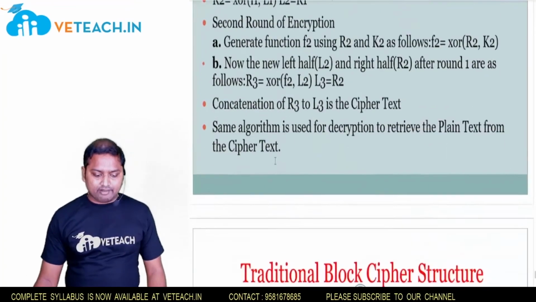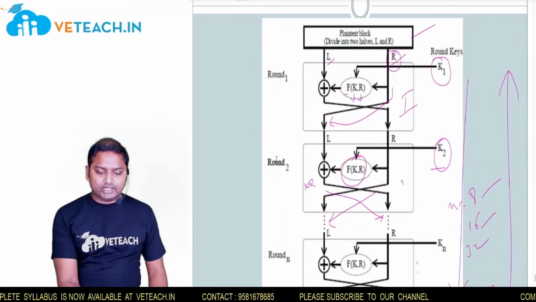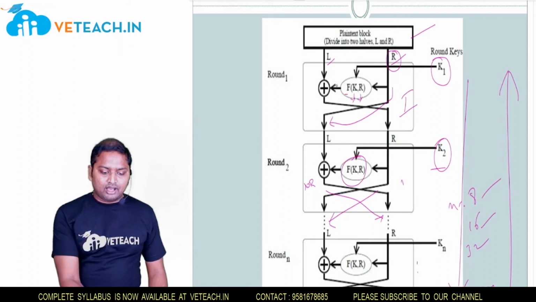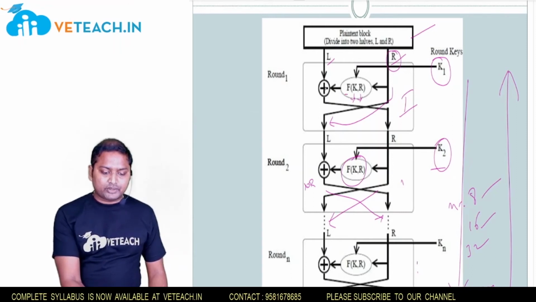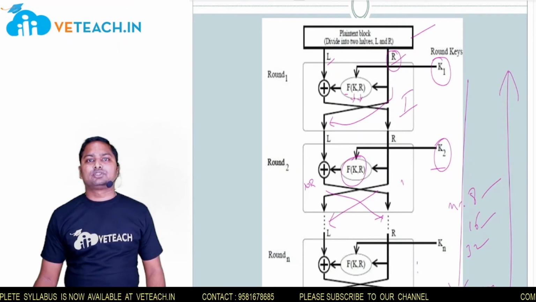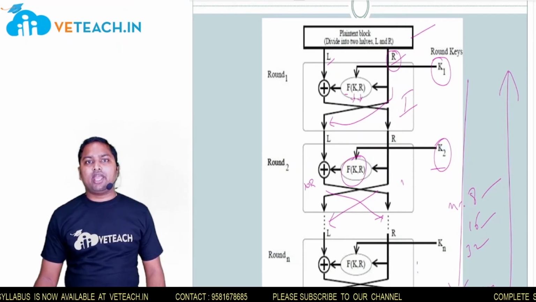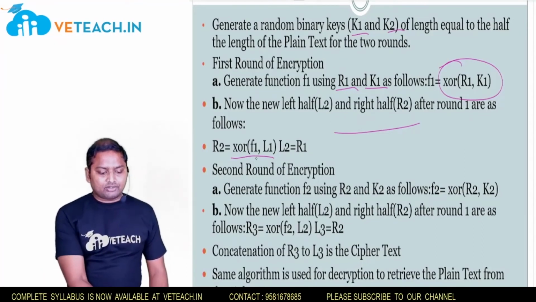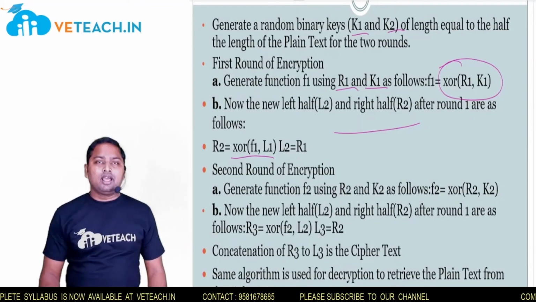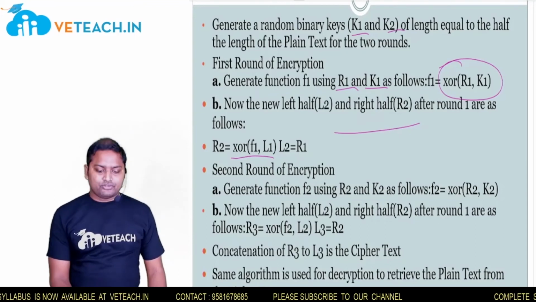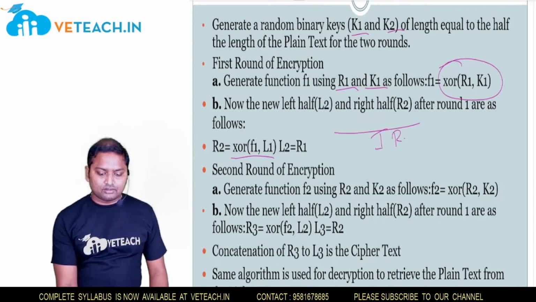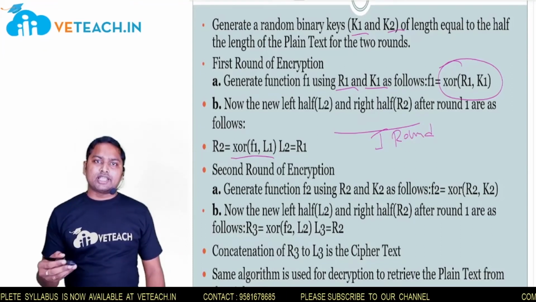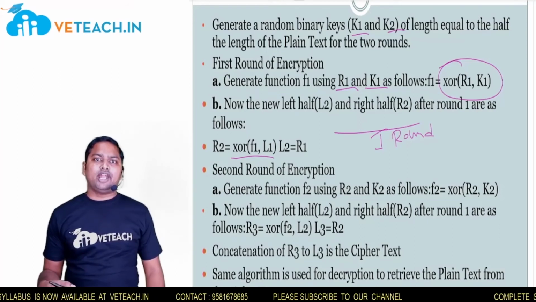Previously I explained this in the diagram. Once you take the right hand side part and perform a function, after that you do an XOR operation with the left hand side part. So left hand side plain text and right hand side plain text. After that I perform again the XOR function of F1 and L1. In this way, this is round number 1. The first round is completed. So repeat the same procedure for the second round, third round, fourth round, and so on.